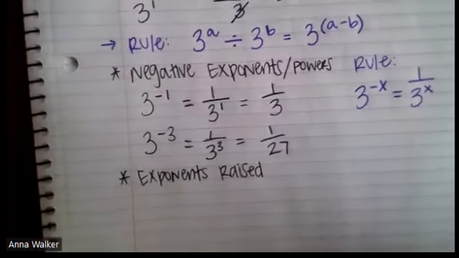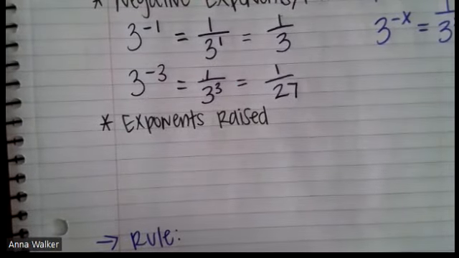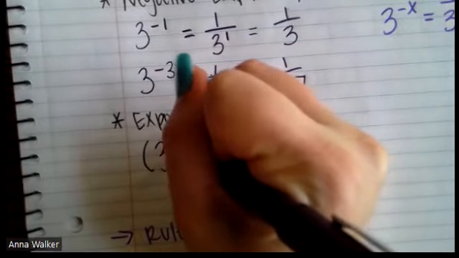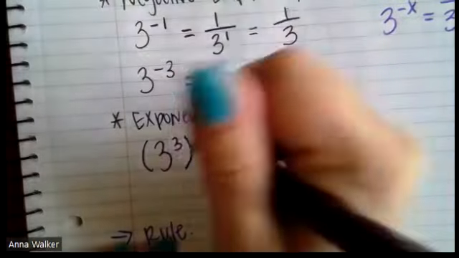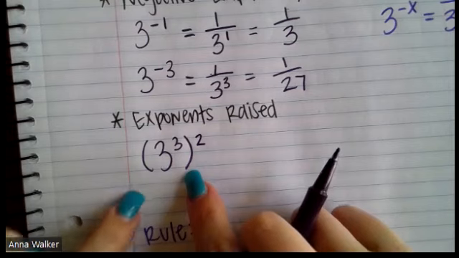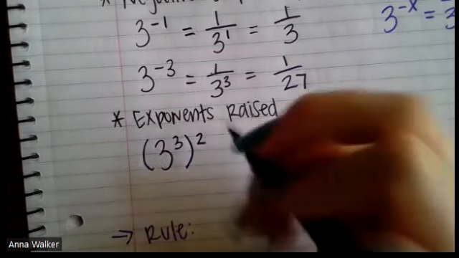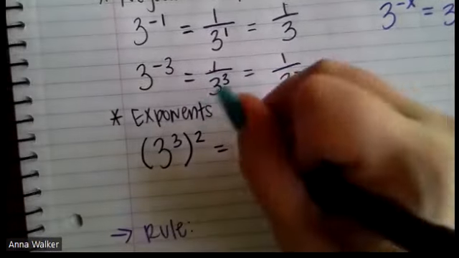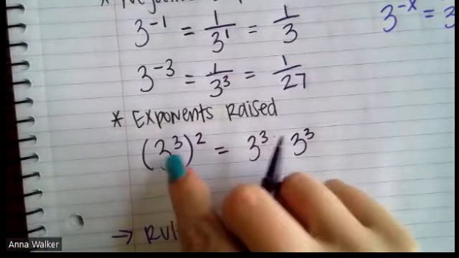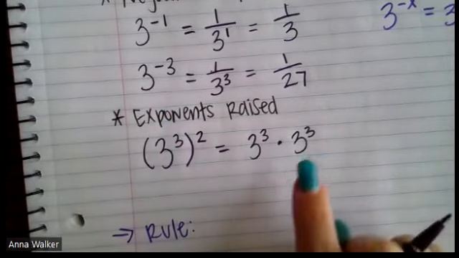The last situation is what if we have an exponent raised to another exponent? For example, let's say we have 3 to the power of 3, but we want to take that to the power of 2. A lot of times how you'll see this written is there'll be parentheses around the exponent, and then the new exponent is on the outside. So what this is really saying is we want to take 3 to the power of 3 times itself twice, right? Because to the power of 2 means we're going to take this base times itself twice.